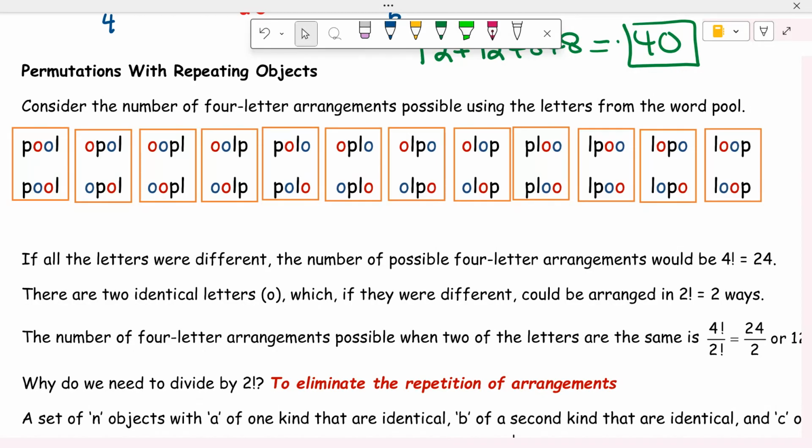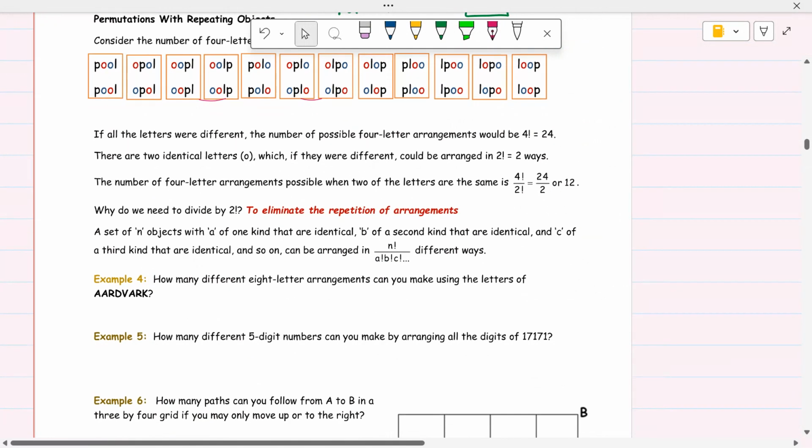This makes sure that you don't count, like this first one, twice. Because right now, if you just go 4 factorial, 4 times 3 times 2, there are 24 different ways you can arrange the letters in the word pool. Do you agree? Yeah, but are a bunch of them repeating? Yes. So dividing by 2 factorial, which is a 2, cuts them in half because there are 2 repeating letters. So we aren't going to count this second line because it's the same as the first line.